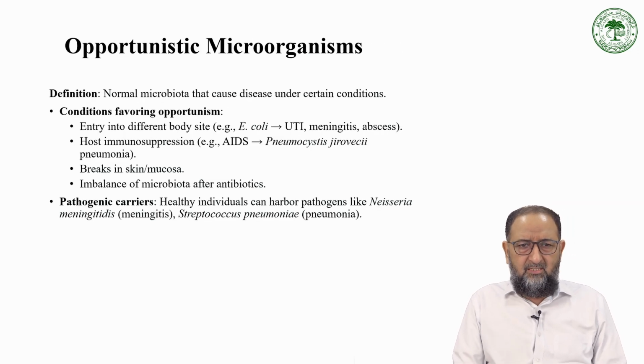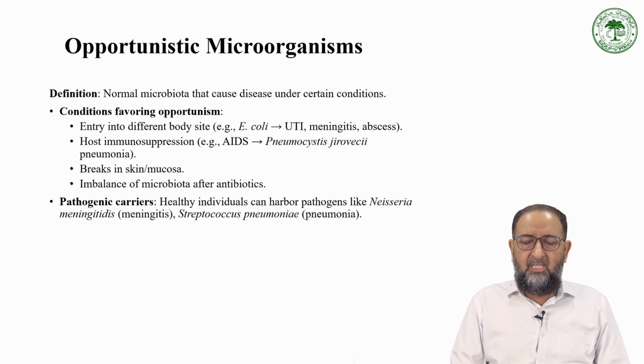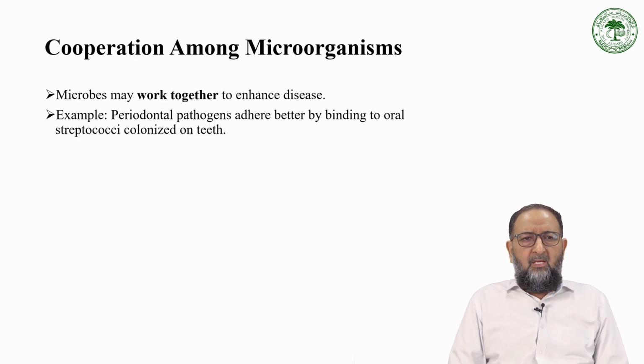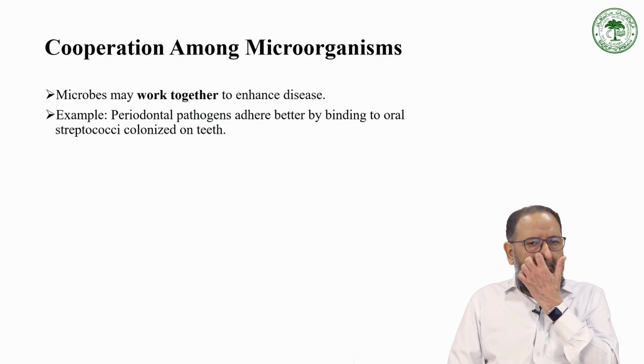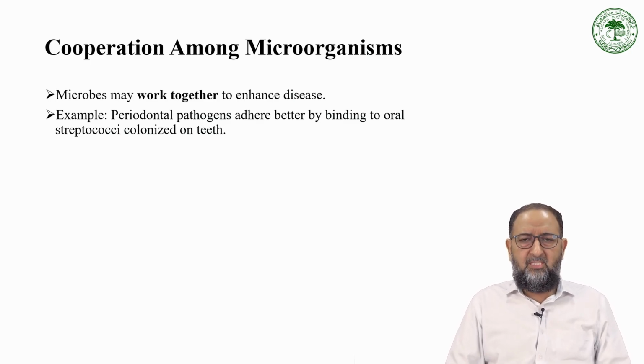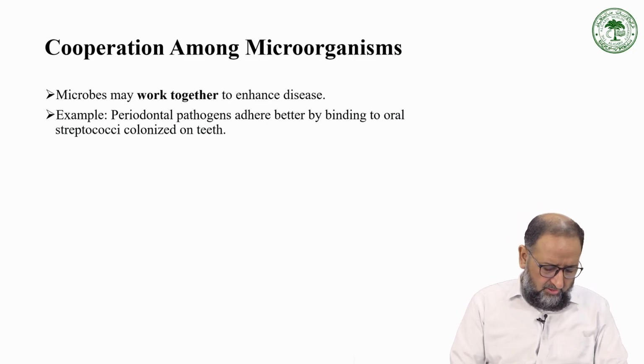Examples are Streptococcus pneumoniae, which causes pneumonia, and Neisseria meningitidis, which causes meningitis, a kind of infection in the brain. Next, the cooperation among the microorganisms, through various molecular mechanisms; quorum sensing is one of them. So, microbes may work together in the sense of disease responses.